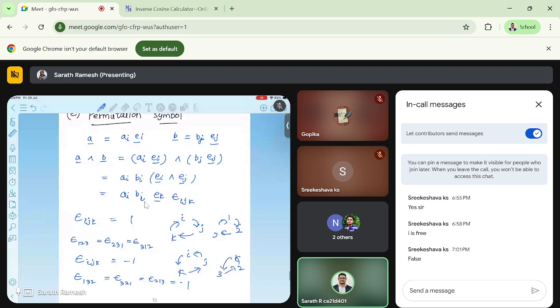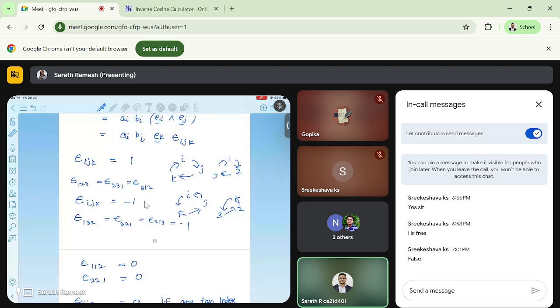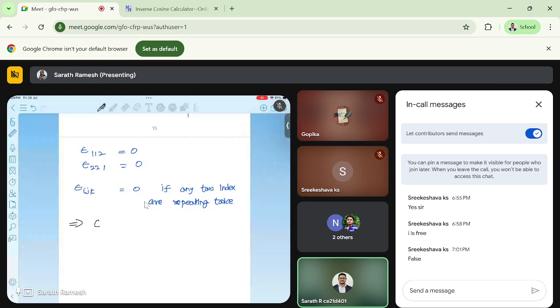Now, let us do one small problem on this epsilon ijk epsilon ijk. We have to solve this. What is this? We have to use the dummy index summation concept again. How many free indices, how many dummy indices are there? Three dummy indices, i, j and k. i is coming two times, j is coming two times, k is coming two times.